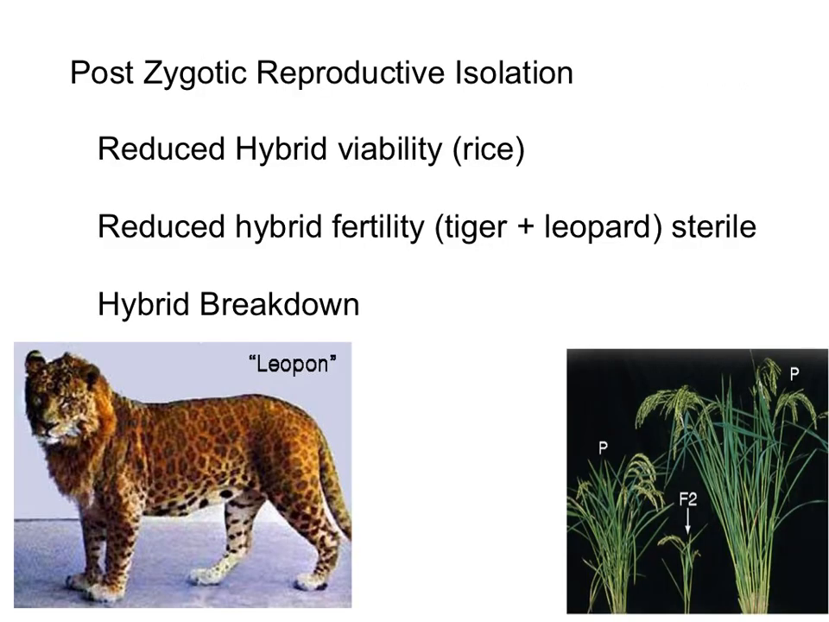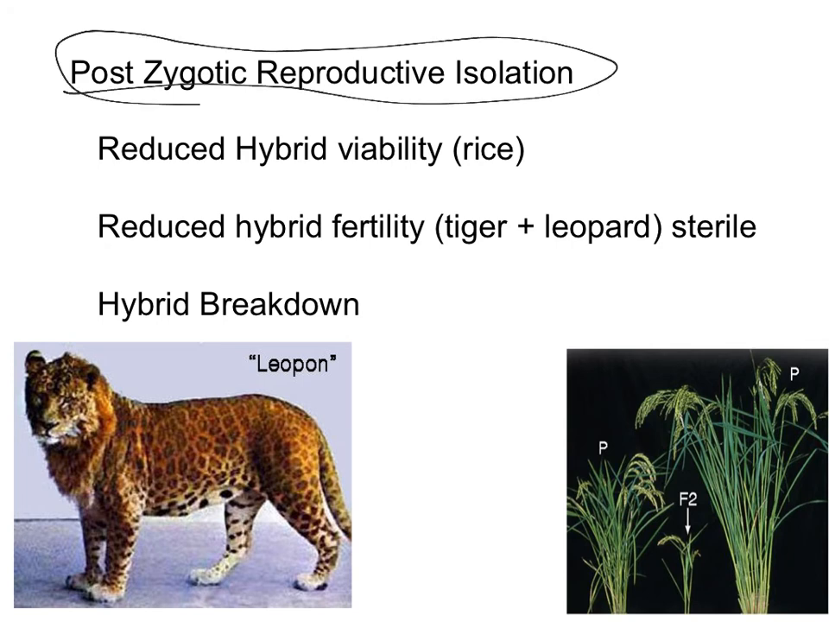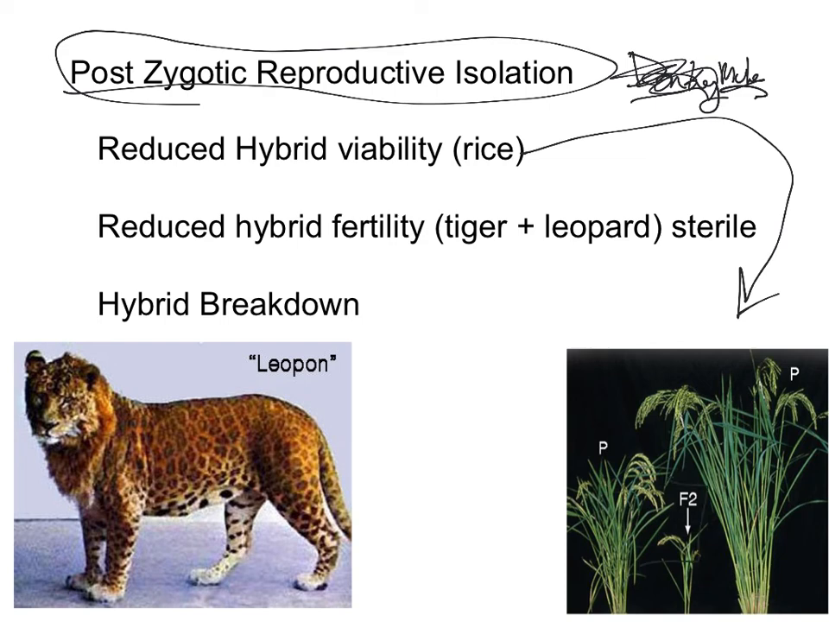Or you could have post-zygotic isolation, which is what we just talked about with the donkey. Sorry, the mule. Or you could have reduced viability. So maybe you in fact even can reproduce, but you can only have like one baby compared to 100. Or you could have organisms that just die.